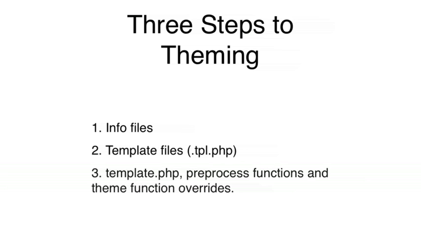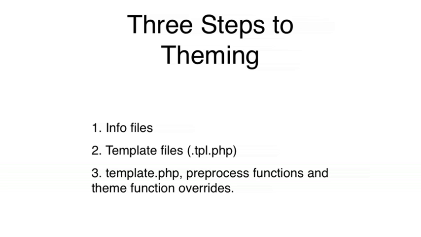Just to recap what we have done in the previous series and what we're going to talk about going forward, there are three steps to theming. The first is your .info file. This is where you say, hey, I'm a theme. I have these different kinds of CSS files and JavaScript files. Then there's also the template files. This is your page template and your node template, or even your node article templates.